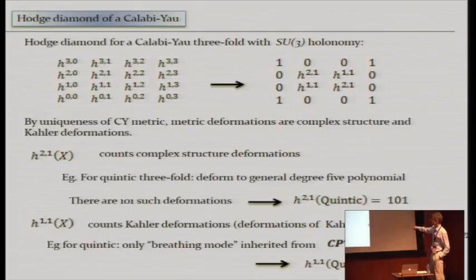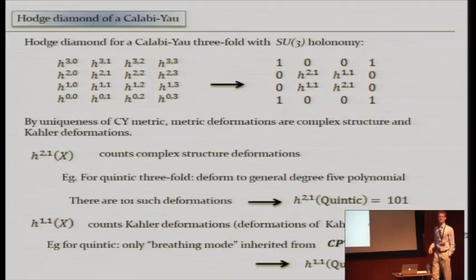But in general, if you consider some embedding in projective space, you find that there are some deformations of the metric which cannot be realized if you want to stay within that projective space. I don't have time to go into that. But it's still true in general that H21 counts complex structure deformations and H11 counts Kähler deformations.